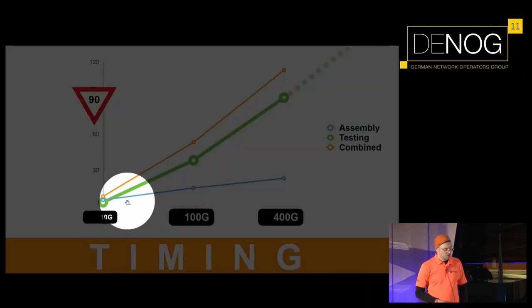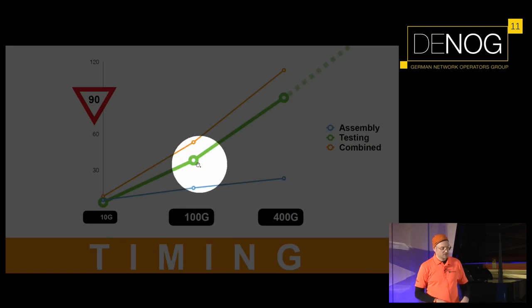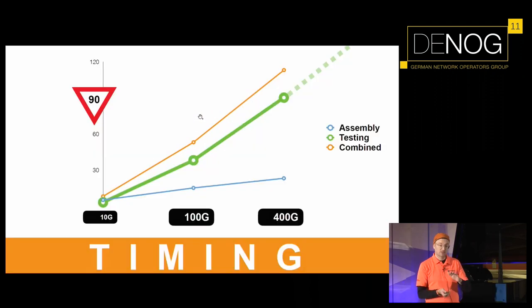But when we move on to 100 gigabit, this gap got pretty much wider, because the testing has a way steeper rise there. Assembly has a steady growth, so it's a more complex component we have to assemble, but the testing is way more complicated and way more time consuming.